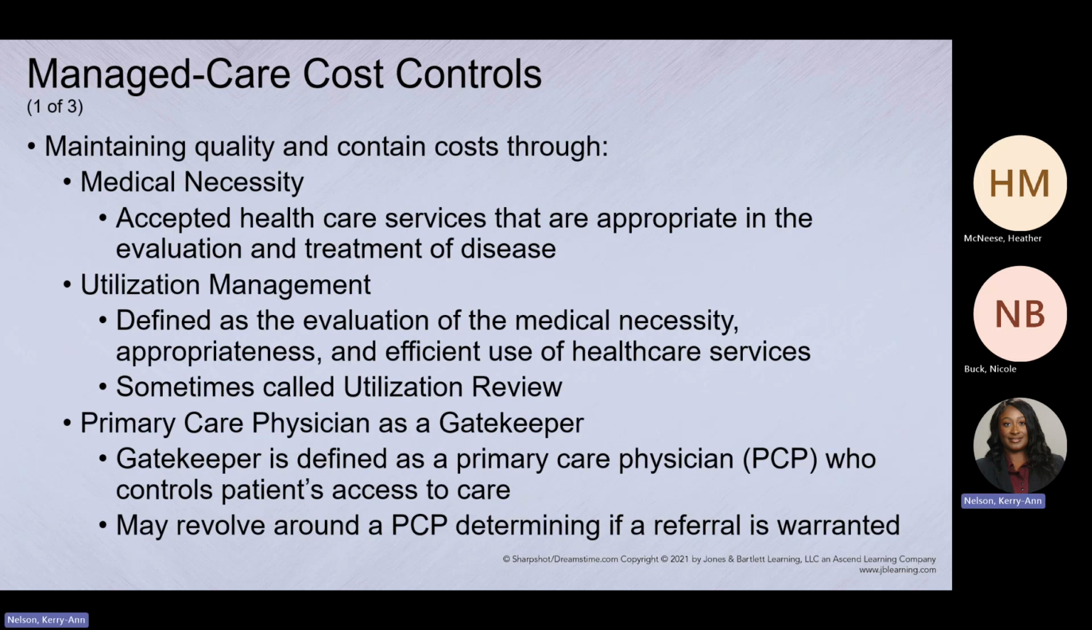So many of the managed care cost controls are maintaining quality and containing costs through medical necessity. Where accepted healthcare services that are appropriate in the evaluation and treatment of diseases. Utilization management, which is defined as the evaluation of the medical necessity, appropriateness, and efficient use of the healthcare services. And this is sometimes called the utilization review.